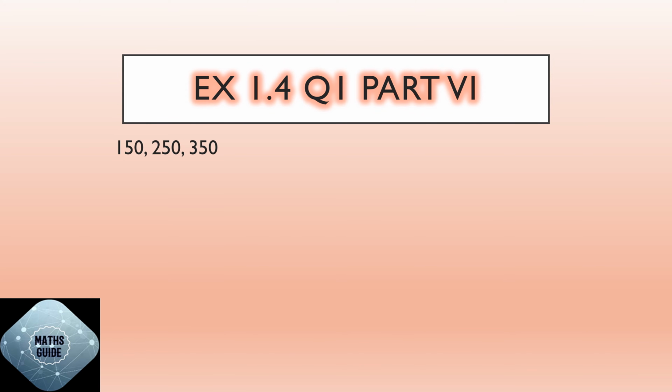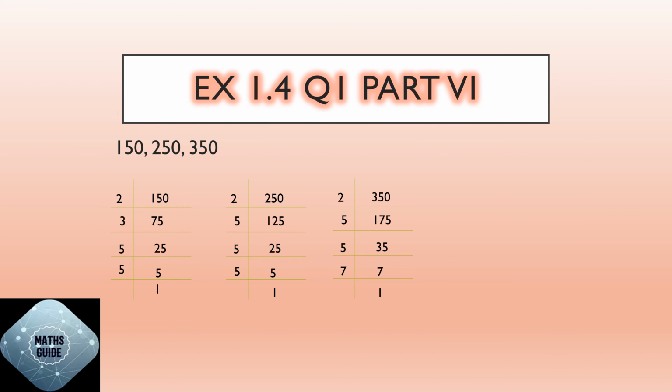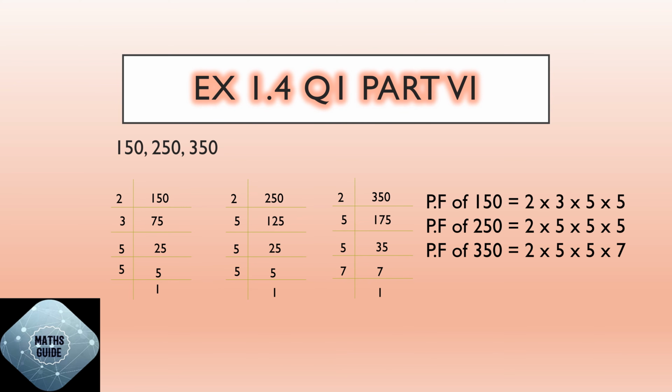So the question is find the LCM of 150, 250 and 350 through prime factorization method. First step is to find prime factors of each number. So prime factors of 150 are 2, 3, 5 and 5. Prime factors of 250 are 2, 5, 5, 5 and prime factors of 350 are 2, 5, 5, 7. Second step is to note down all the prime factors of these numbers like this.